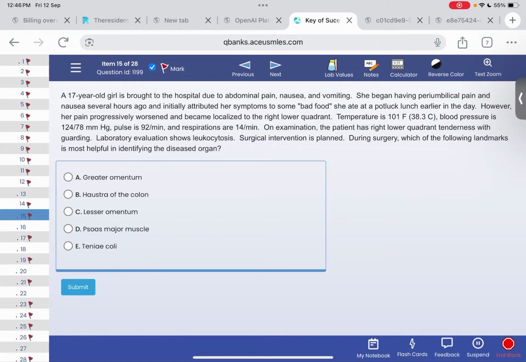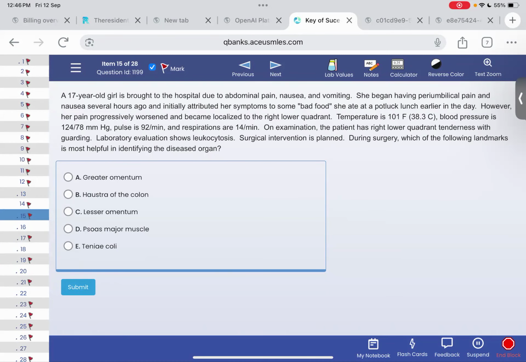During surgery, which of the following landmarks is most helpful in identifying the diseased organ? A 17-year-old girl is brought to the hospital due to abdominal pain, nausea, and vomiting. She began having periumbilical pain and nausea several hours ago and initially attributed her symptoms to some bad food she ate at a potluck lunch earlier in the day. However, her pain progressively worsened and became localized to the right lower quadrant.